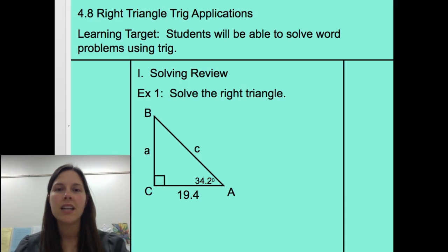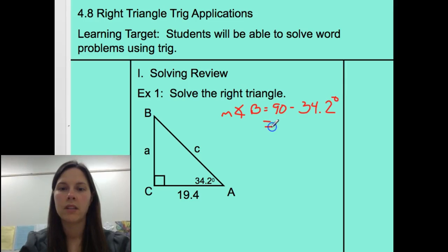And all that means is to find all of the missing information about the right triangle, all of the angles and all of the sides. So when we're looking at our triangle, we're given one of the angles. So to solve for the missing angle, we know that 90 degrees is already taken up with that right angle. So the other 90 degrees for the full 180 in a triangle is for the two acute angles, angles B and A. So we're going to take 90 degrees and subtract the measure of angle A to get the measure of angle B. So the measure of angle B is 55.8 degrees.